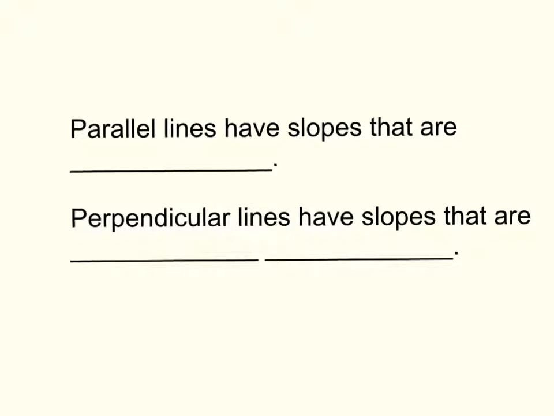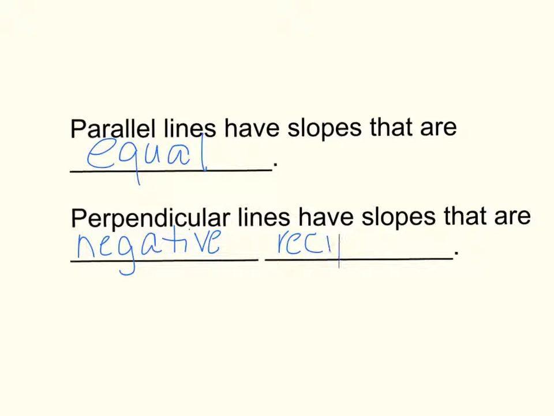So we're going to review. Parallel lines have slopes that are equal. So if you have parallel lines, the slopes for both of those lines will be the same. Perpendicular lines have slopes that are negative reciprocals of one another. So let's look at some examples.